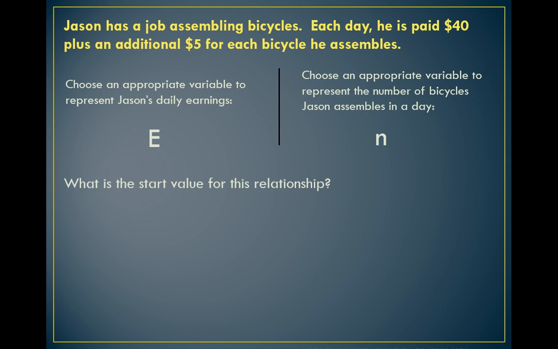The other one that I was supposed to do first was, how about earnings? Well, you could use lots of things. You could use P for pay. You could use M for money. I chose E for earnings, but you'll have options there. You'll have some choices there.